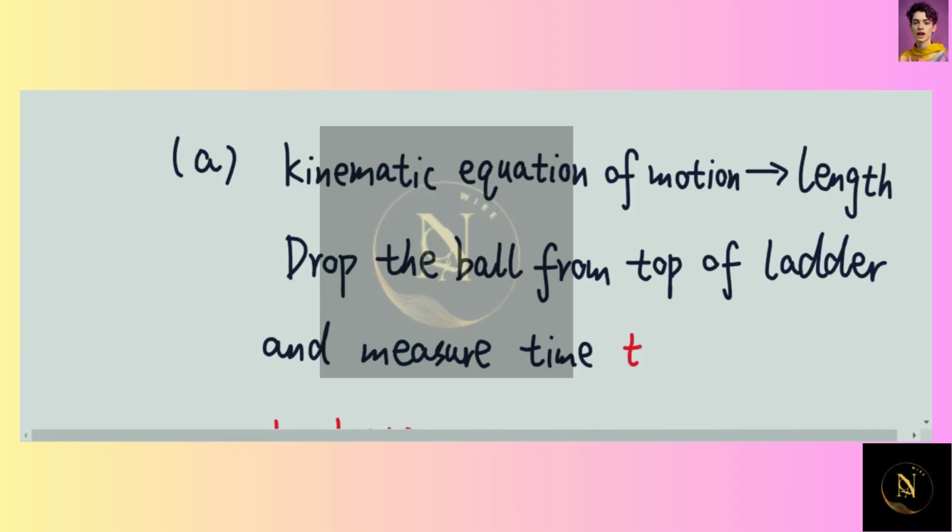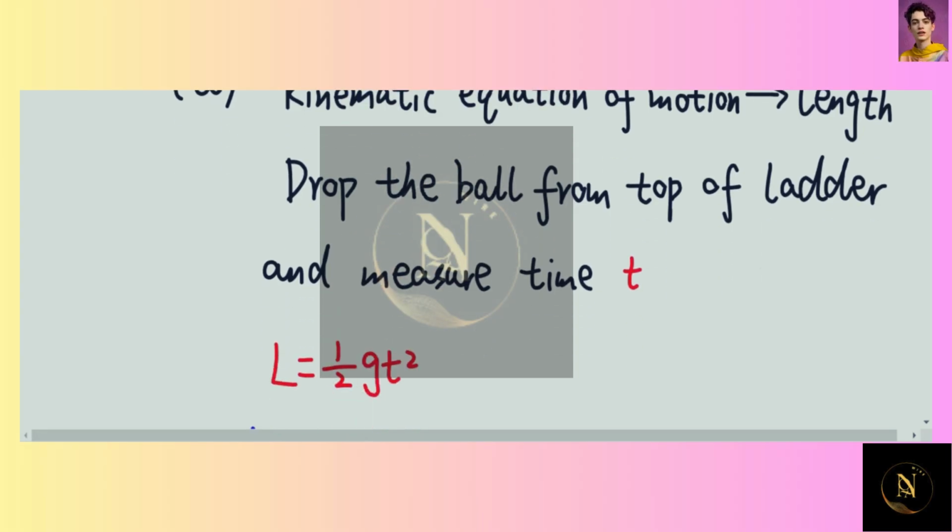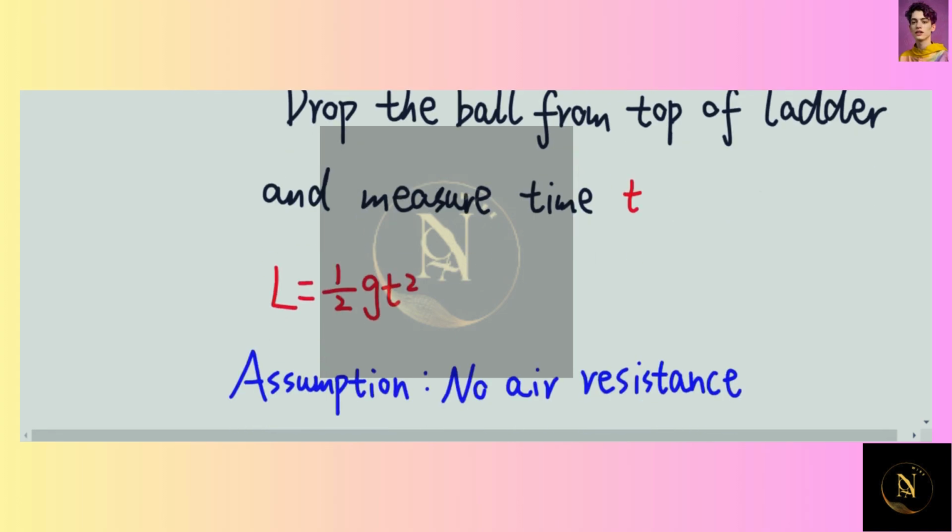Okay, so the first experiment I can design is to use the kinematic equation of motion to determine the length of the ladder. Drop the ball from the top of the ladder and measure the time it takes the ball to hit the ground. The equation for the length of the ladder is equal to 1/2 g t squared, where g is the acceleration of gravity and t is the time it takes the ball to hit the ground. An assumption I made is that there's no air resistance involved in the process.